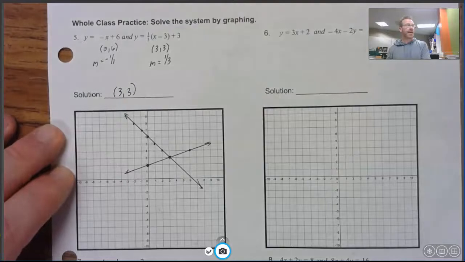Okay, and that's all you have to do, right? So these really should be about like 2 to 3 minute problems, right? So a minute to graph the first line, a minute to graph the second line, and then maybe a minute to find and write what that solution would be.